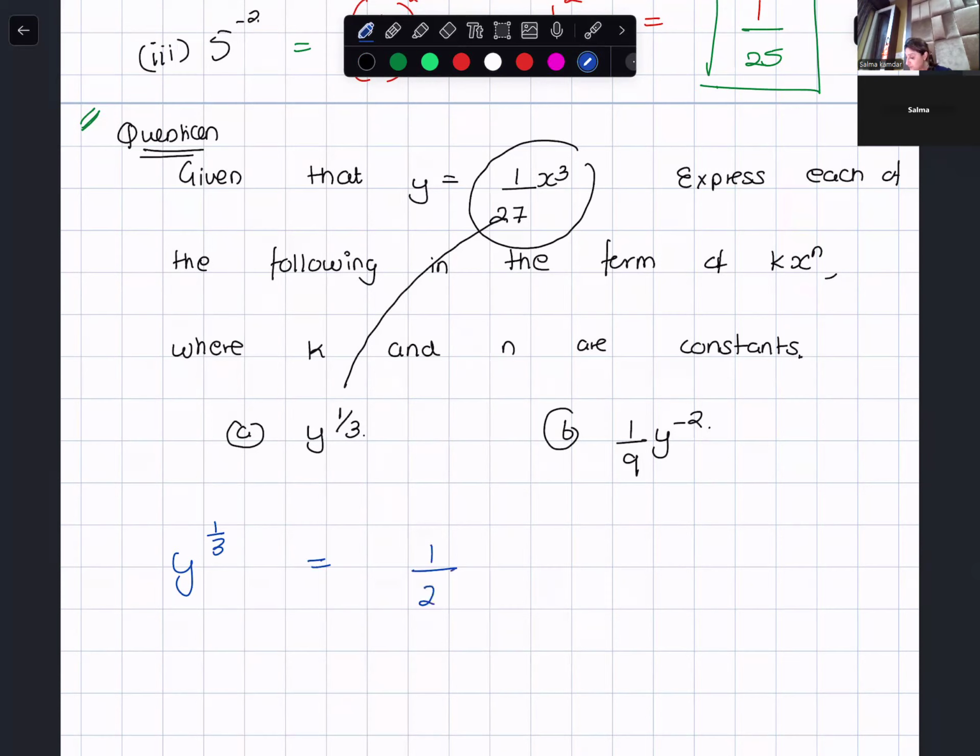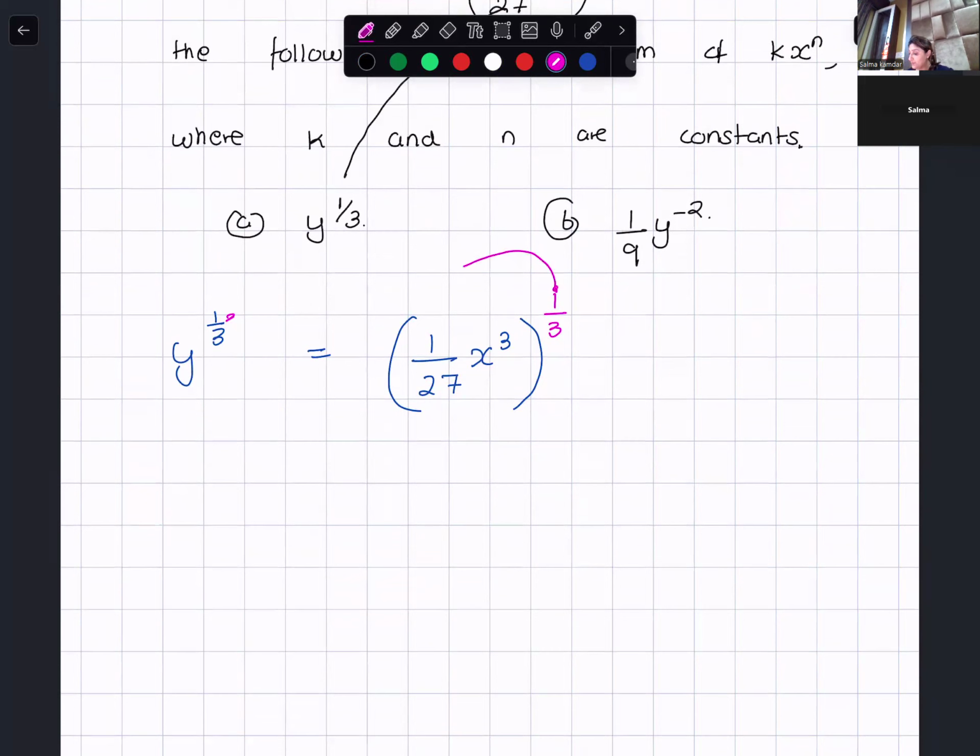The value of y is 1 by 27 x cube, the whole raised to 1 by 3. I will write it as it is. Now 1 by 3 would belong to this also, and 1 by 3 would belong to this also. So this becomes 1 by 27, the whole raised to 1 by 3, and x cube, the whole raised to 1 by 3.